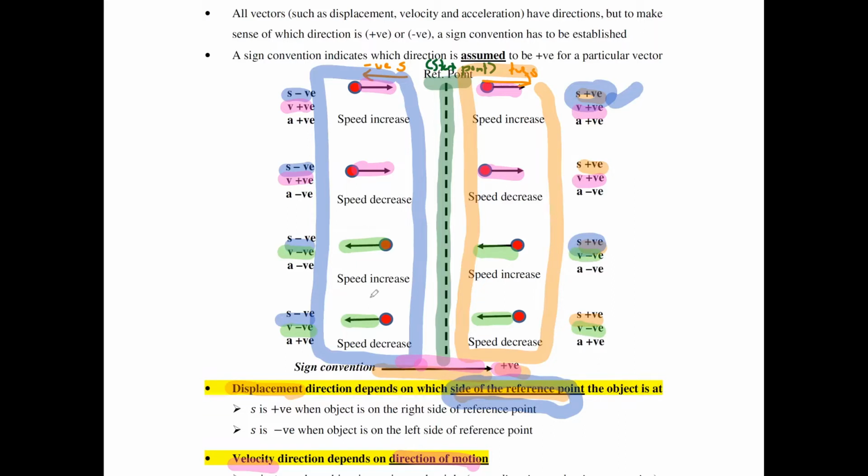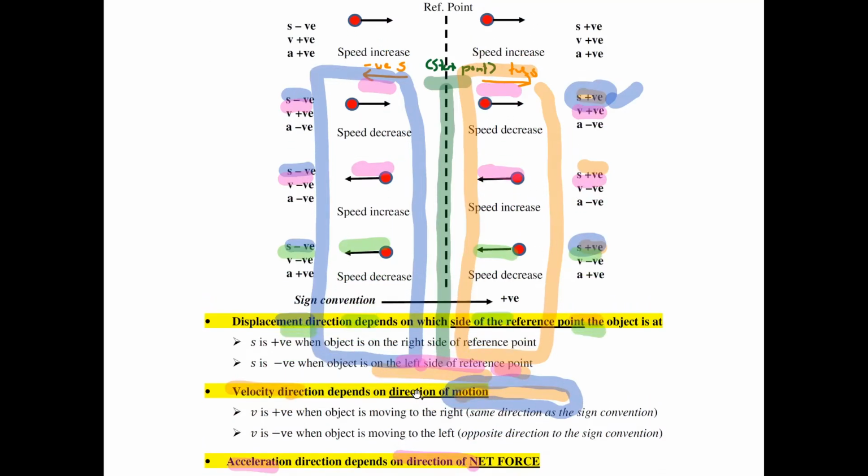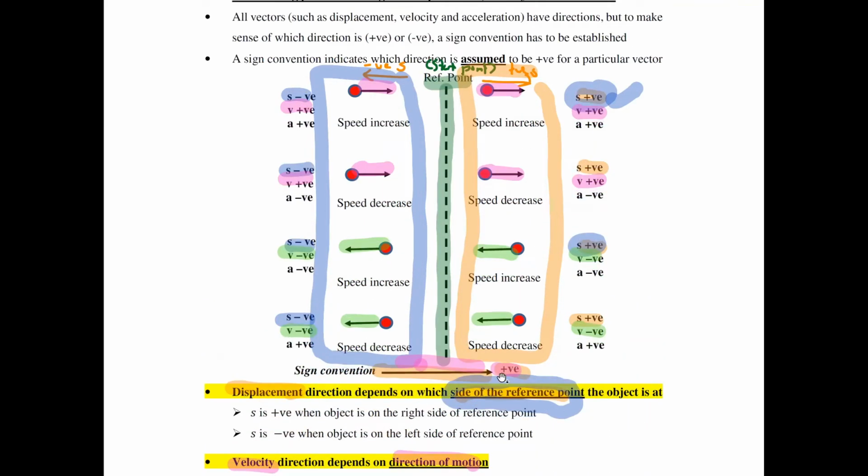So for velocity, positive or negative is strictly dependent on your direction of motion compared to your sign convention. If it's in the same direction as the sign convention, it will be positive. If it is in the opposite direction to your sign convention, it will be negative. That is for velocity here. You could have negative velocity but positive displacement, like this example that you see here. It's positive displacement because you're on the right side of your reference point, but it's negative velocity because you're moving opposite to your sign convention.